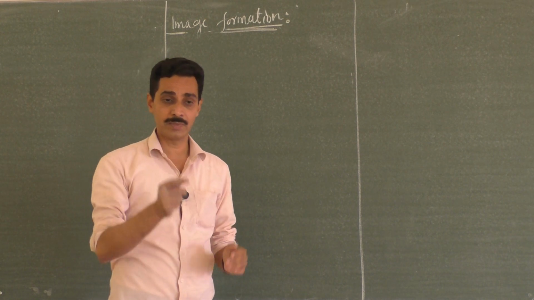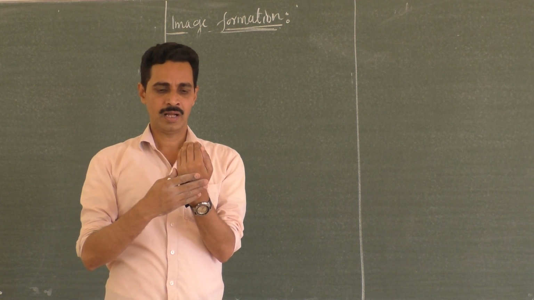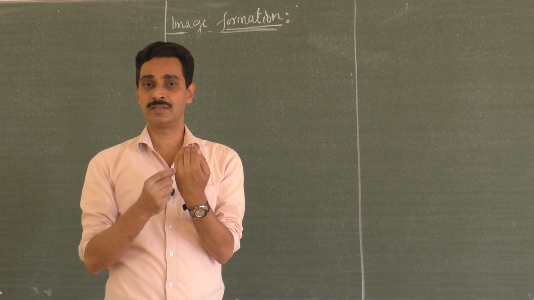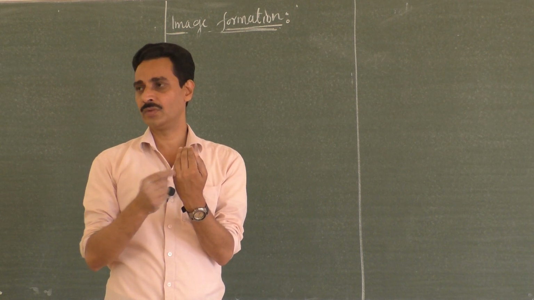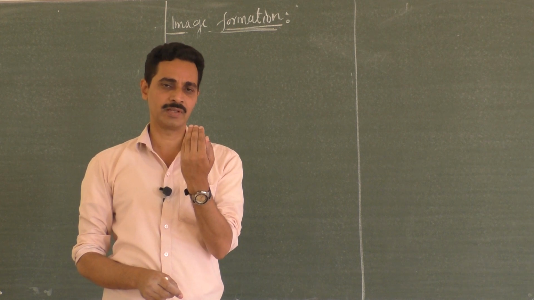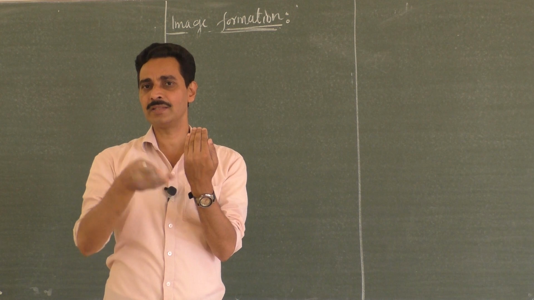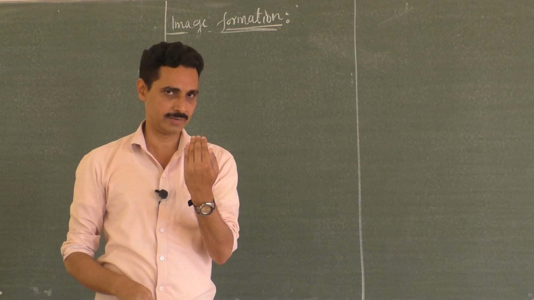You know, a convex mirror, which reflects from the outer surface, always forms a diminished virtual image. That's why it is used as a rear view mirror. It is the only type of image formation in the case of a convex mirror. So it always forms a diminished, virtual, erect image inside the mirror. Rear view mirror, you know it, right?